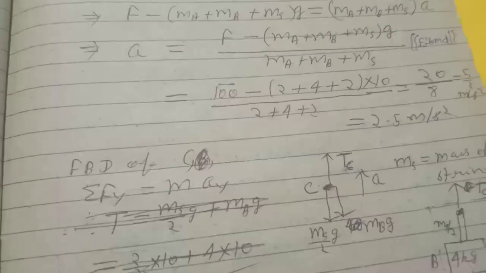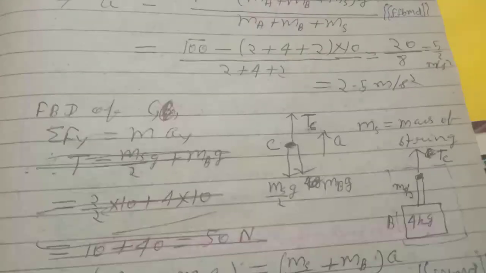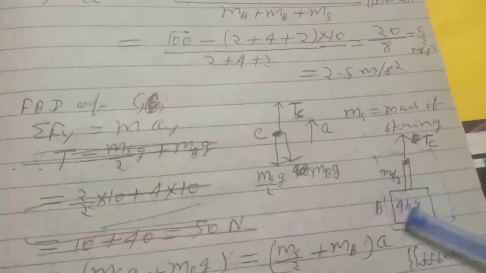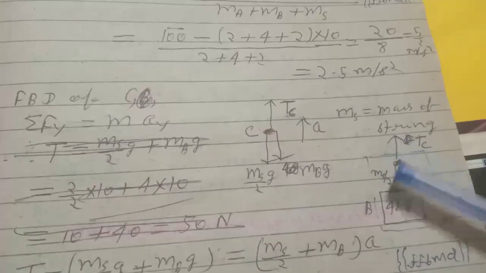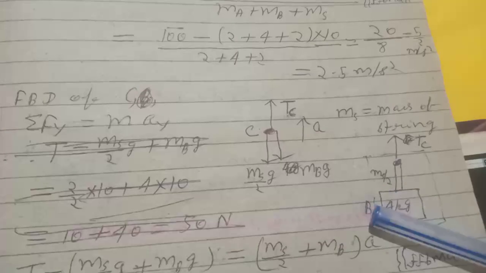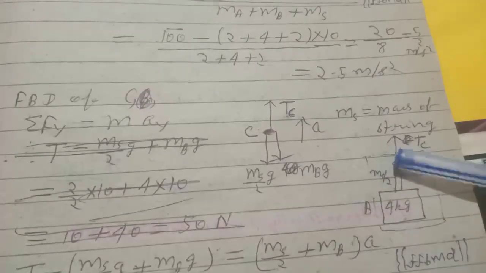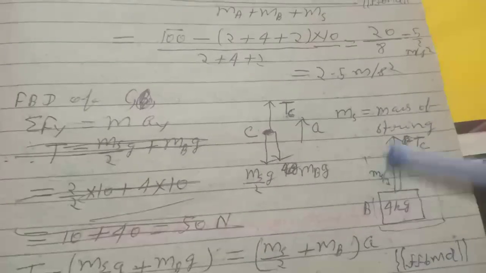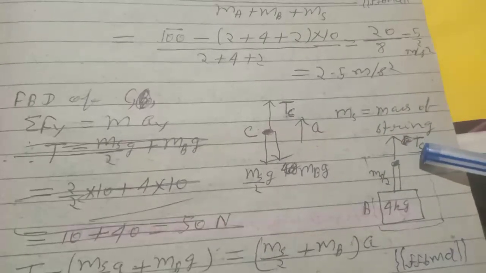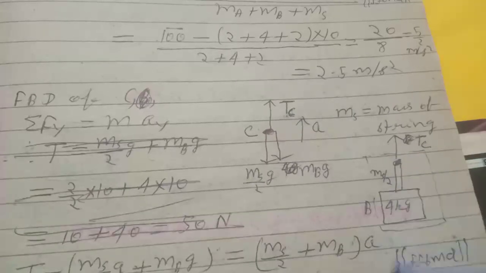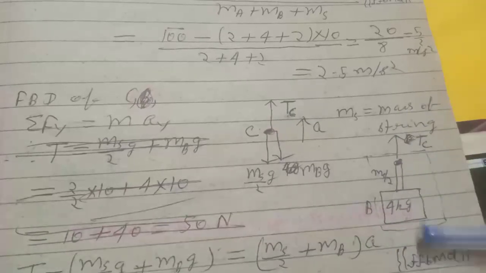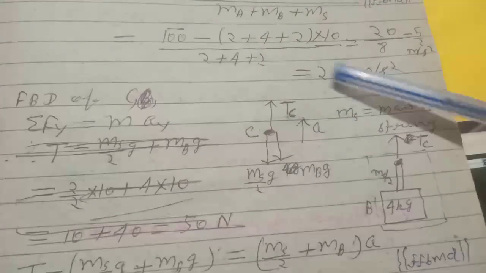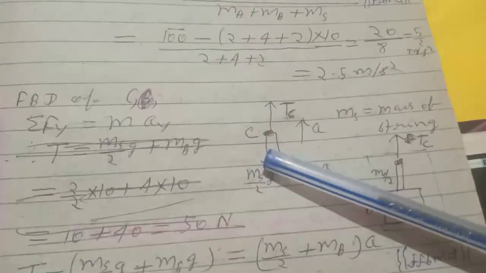Now consider the FBD of point C. This is the situation shown in the example. Here, if we cut from the middle point, then the mass of the string will be ms by 2. The tension in this string is in this direction, written as Tc, and the weight will be in the downward direction, that is, the weight of the string and the weight of this body. This body is moving in the upward direction with acceleration a, which we have calculated.